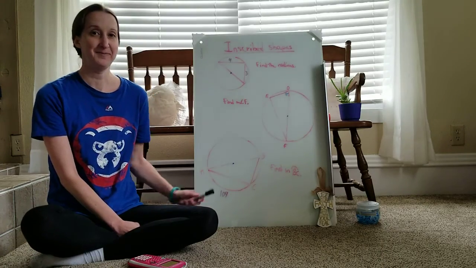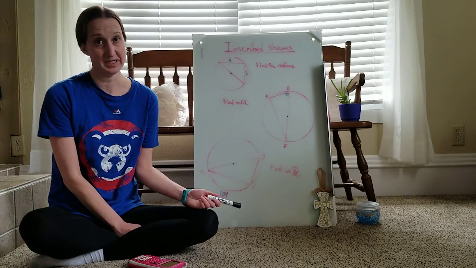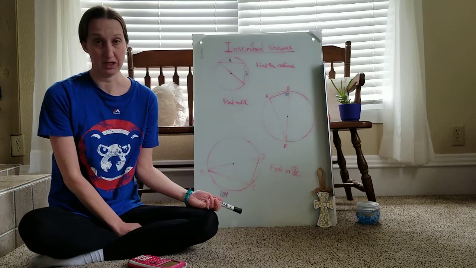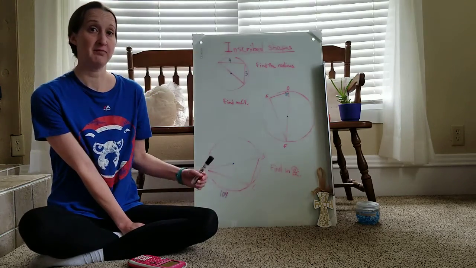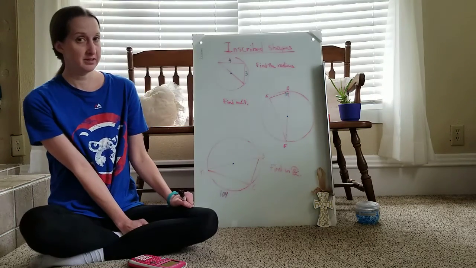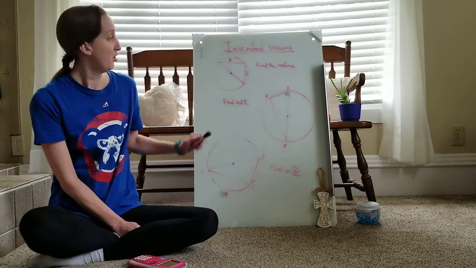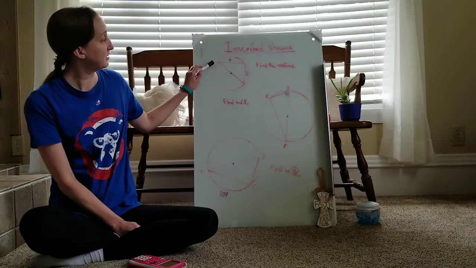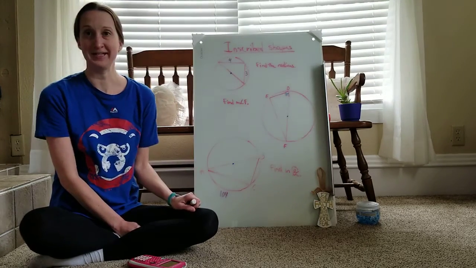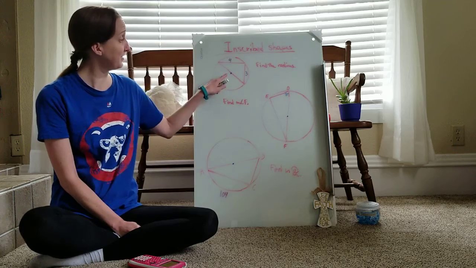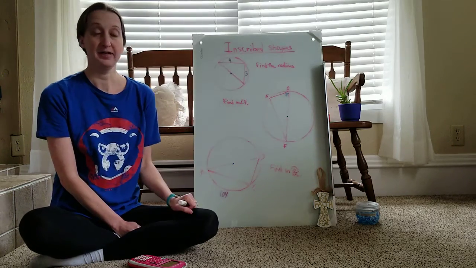Look at inscribed shapes, there's a lot of different varieties on here. You might see a triangle, you might see a quadrilateral. But in this video, I'm going to concentrate on inscribed triangles, and in particular, inscribed triangles where there's a diameter as one of the sides. I can see that's a diameter because the center of the circle is on that segment.